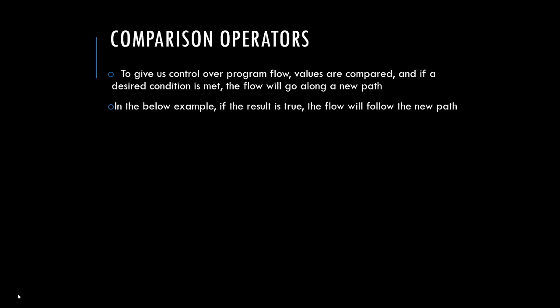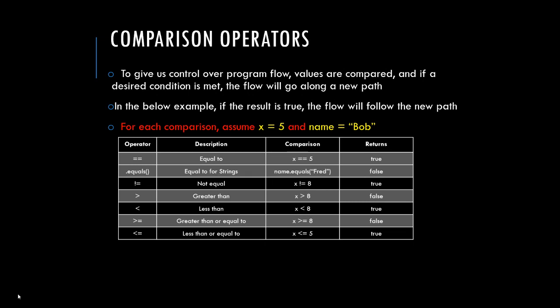In the below example, if the result is true, then the flow will follow the new path. For each comparison, let's assume that x is equal to 5 and name is equal to Bob. In the first row, we have the operator equal equals, so two equal signs, and that means equal to. Is x equal to 5? Well, that would return true. So if x equals 5, then follow this path. That's the idea.